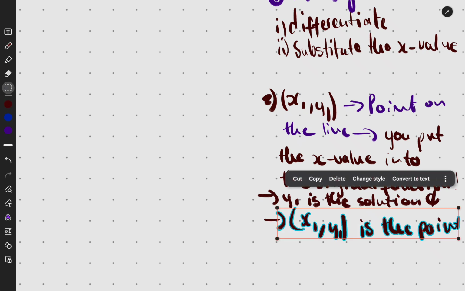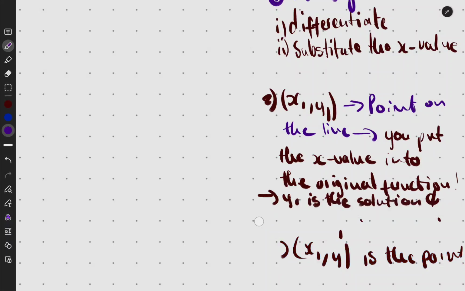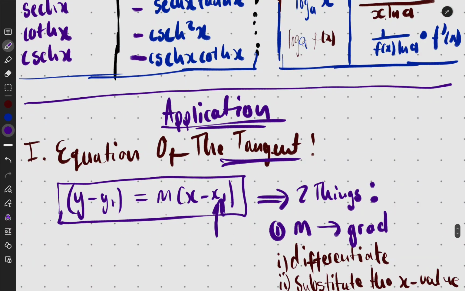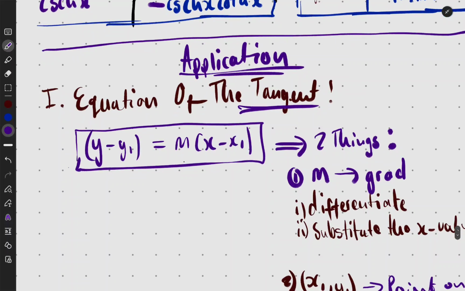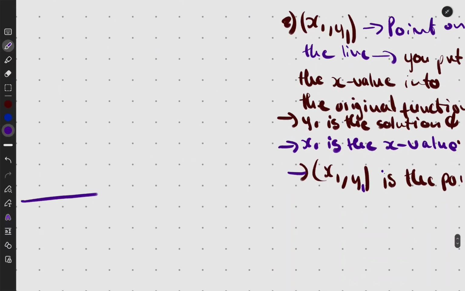Let me remove this, put it down here. y1 is the solution, and you must know that x1, y1 is the point, but you must know that x1 is the x value, right? So you'll be having the x value, and that x value is going to be the x1. You put it in the original function, it'll give you y1, because there is no equation that has x1 and y1. No, but they have y and x. So y and x, we leave them, but y1 and x1 must go. And for x1 you put the x value. For y1 you put the y value. For m you put the solution, which we said you get, and you're going to have the equation of the tangent in no time, and you will be done.